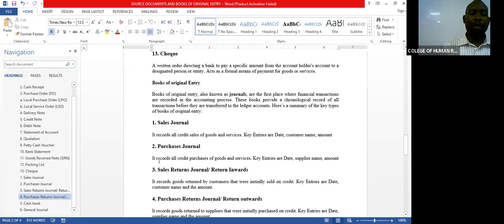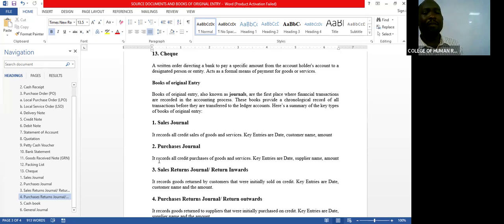The first one is what we call the sales journal, which is only meant to record credit sale of goods or services. Credit sales of goods or services. At this point, we know what goods are. Goods are simply stock. That is the normal items that we deal with in our day-to-day running of the business, what we normally stock and sell. We stock again and sell.